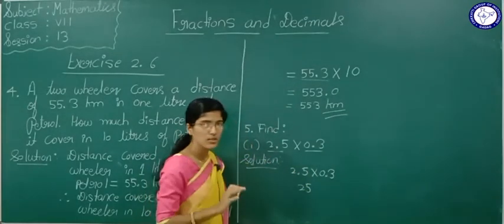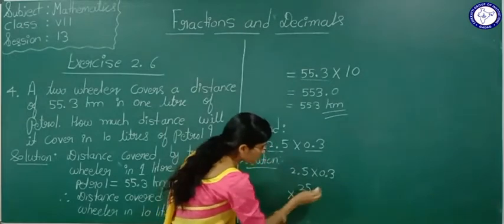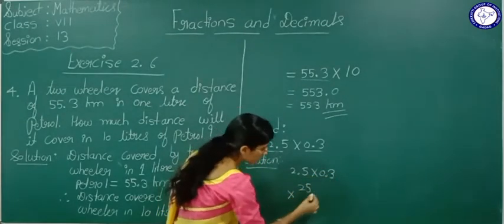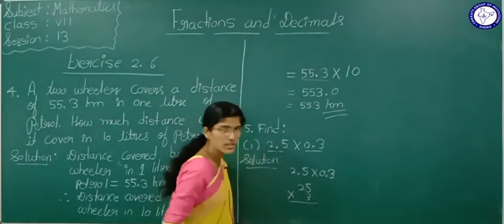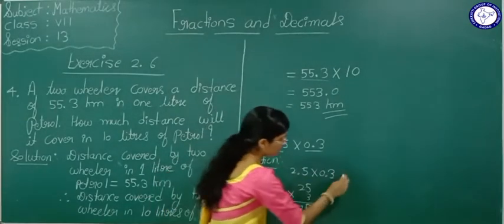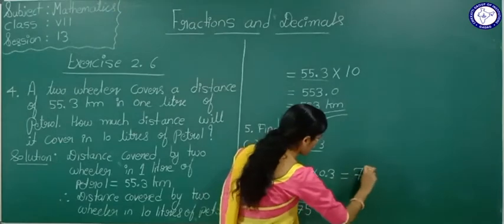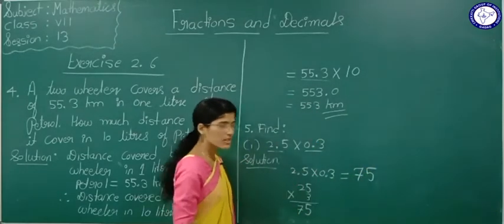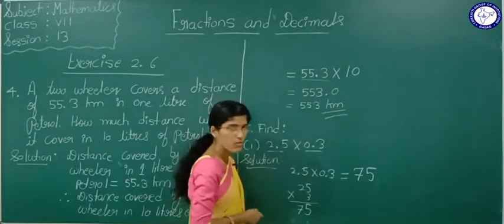Multiply them as a normal whole number. Removing the point, 0.3 is nothing but 3. What is 25 3s? 25 3s is 75, right? Is equal to 75. Now see how to give the decimal point.